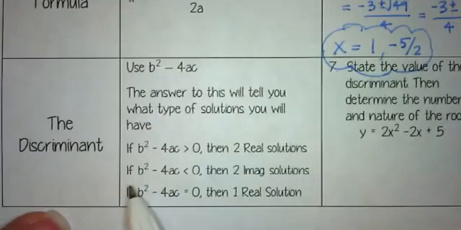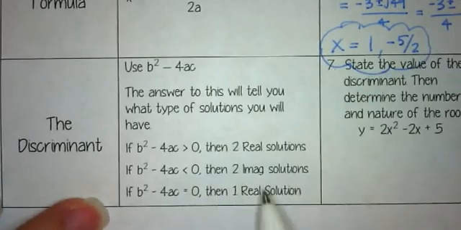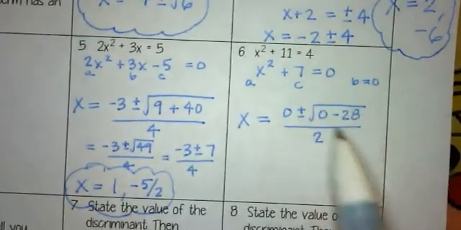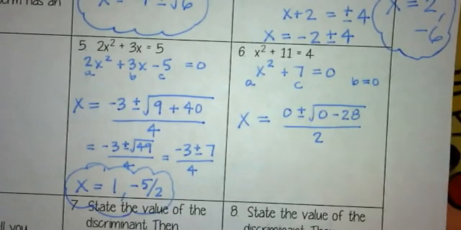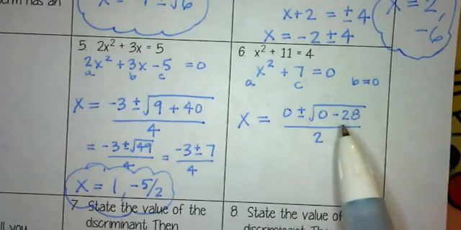All right? If your answer inside the square root is a negative number, that tells you you're going to have imaginary solutions. That's because, just like over here in this example, we're trying to take the square root of a negative number. And that's not a number, or there is no answer for that in our real number system. So this would be an imaginary solution.